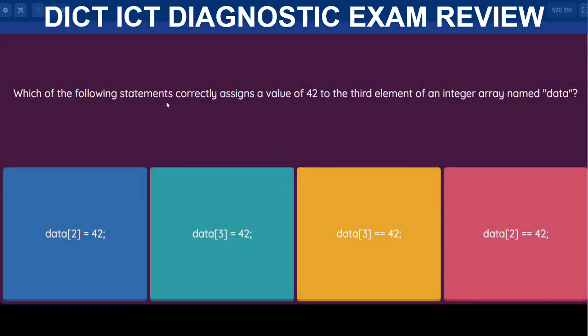Which of the following statements correctly assigns a value of 42 to the third element of an integer array named data? So, third element, therefore 0, 1, 2. Index 2 equals 42. So why is it not this one? Because an array starts with an index value of 0.